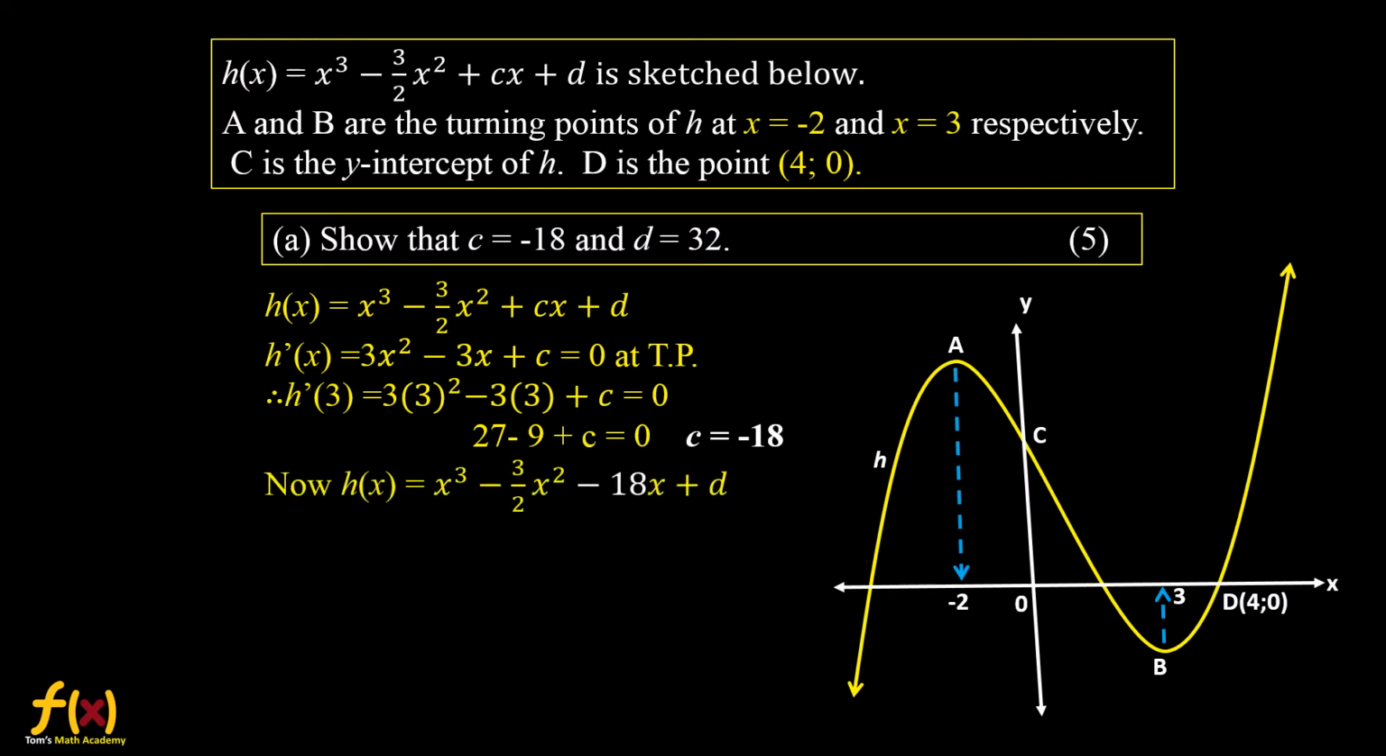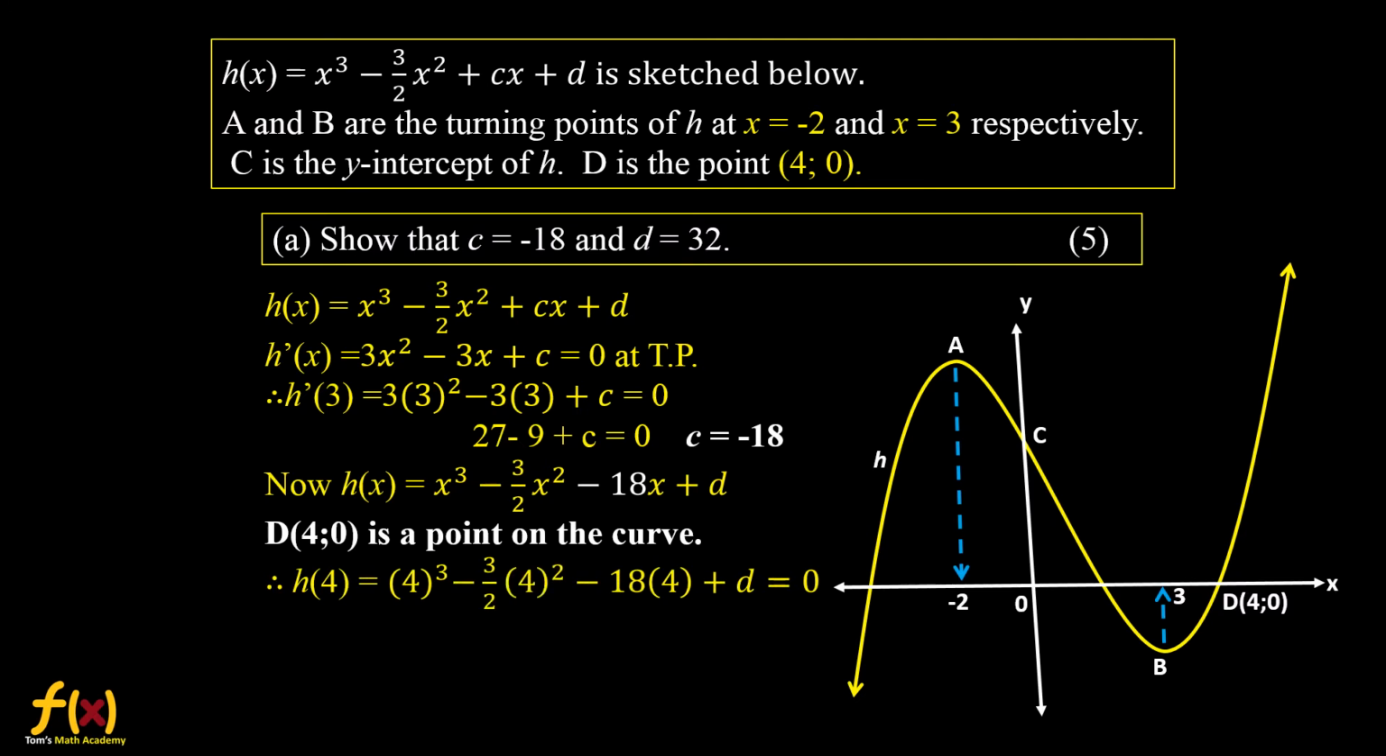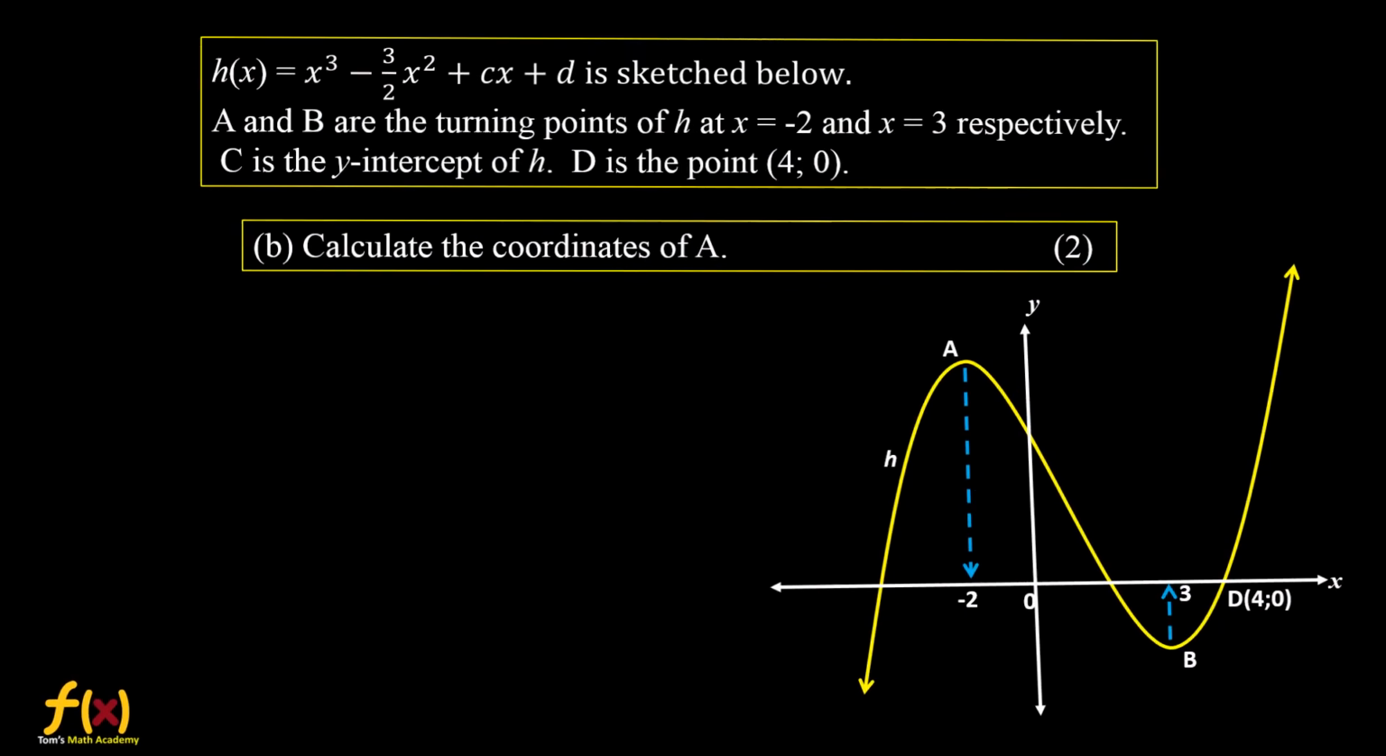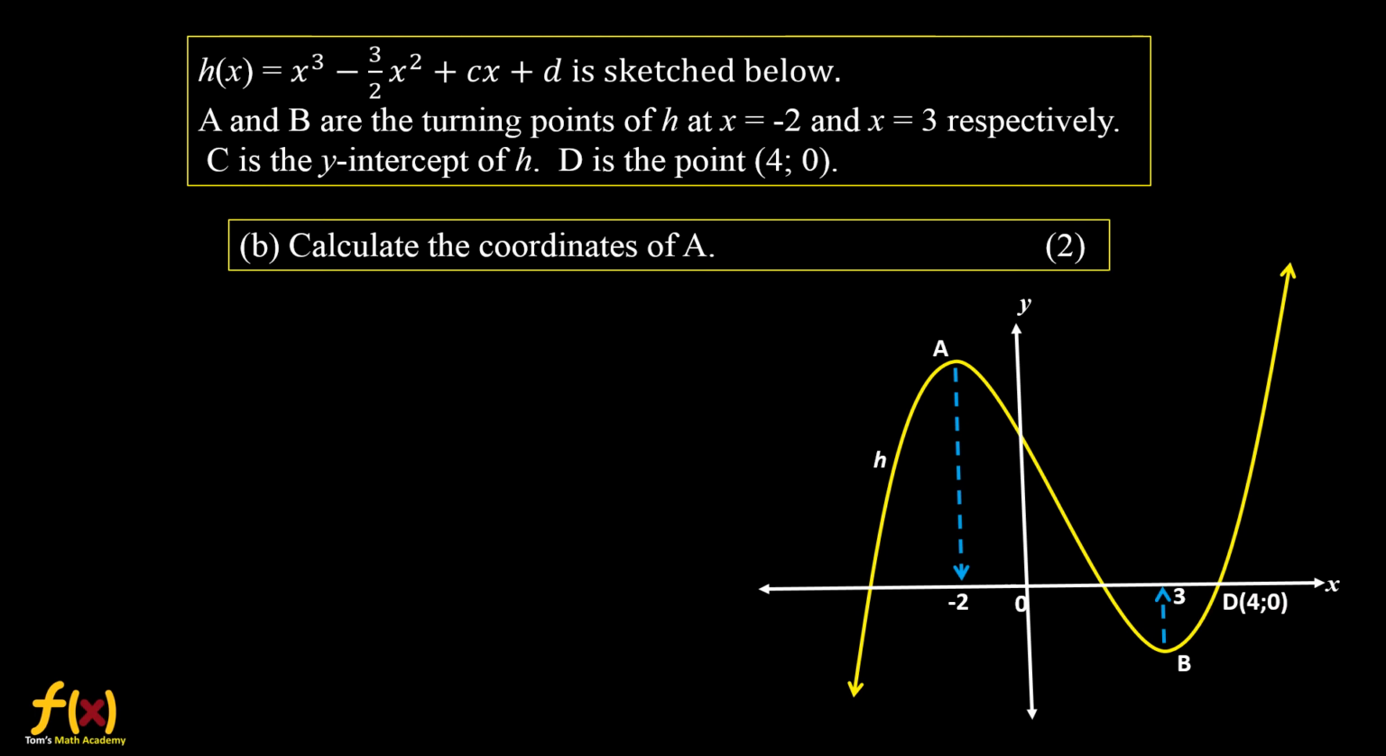Now the next unknown is d. We use any available point on the graph. What is the point available? 4, 0 is available. So we substitute x is 4 and solve for d. Use the calculator. And d is equal to 32. So we got the two unknowns. Question B. Calculate the coordinates of A.